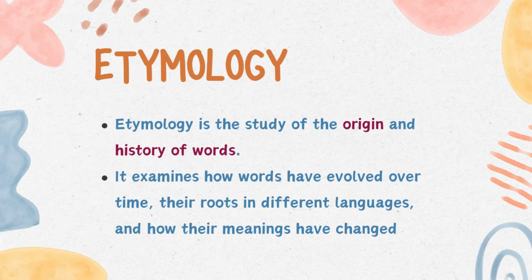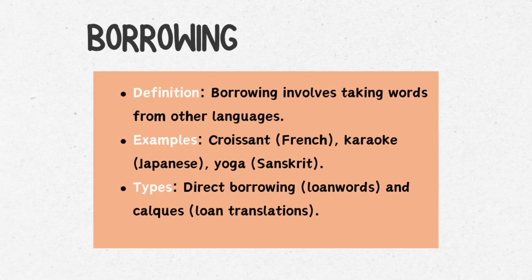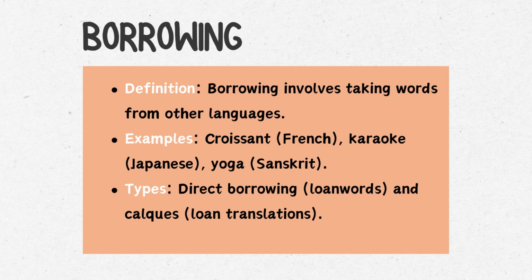Then we have the term etymology. Etymology is the study of the origin and history of words. Remember that this is the study, okay? The study of the origin and history of words. Also, it examines how words have evolved over time, their roots in different languages, and how their meanings have changed. Now, we have to dive into the proper processes, starting with borrowing.